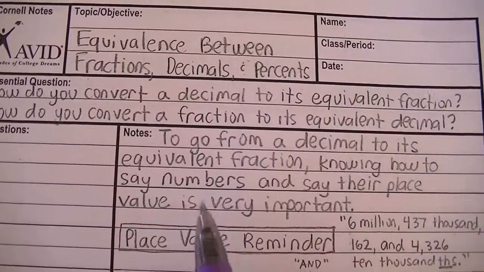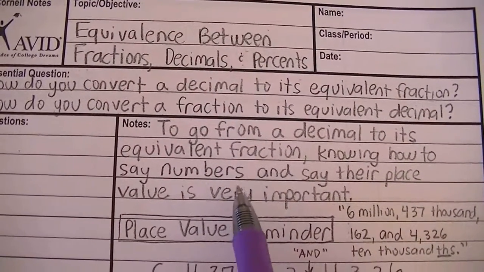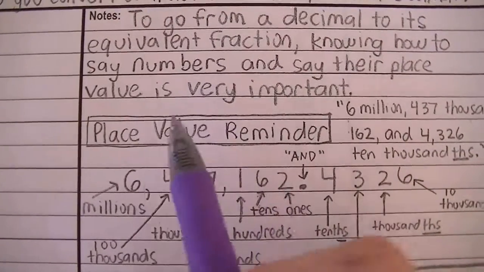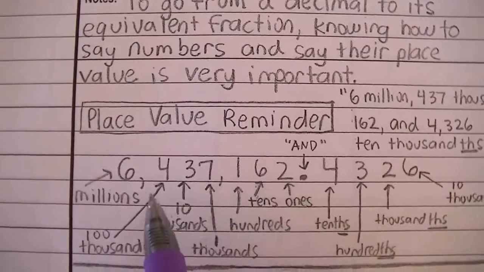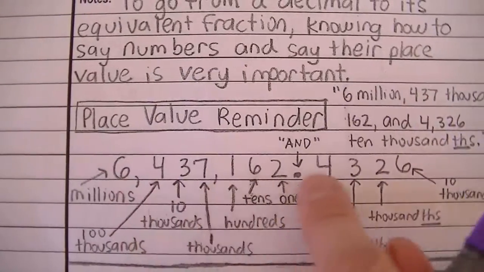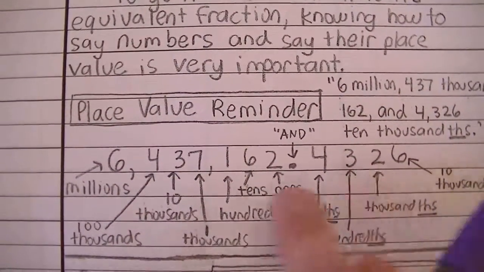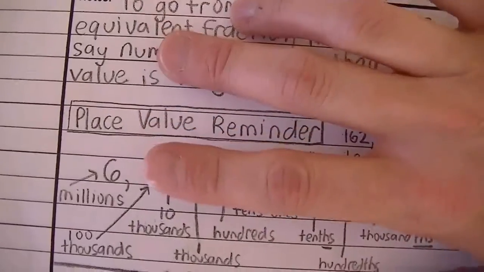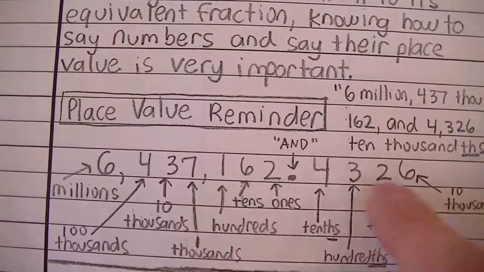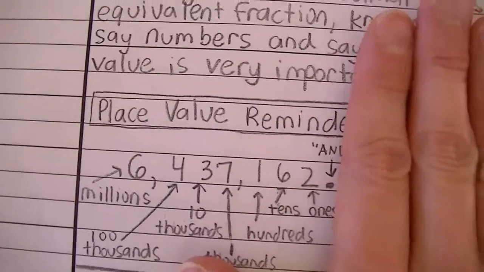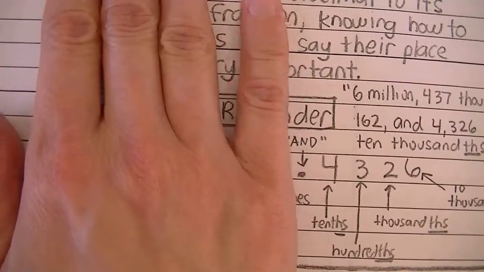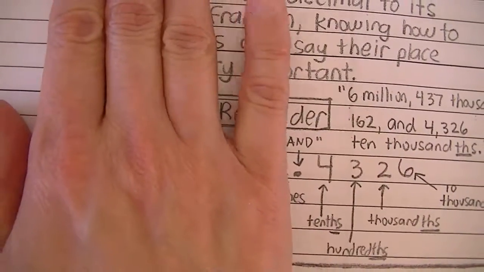So to go from a decimal to its equivalent fraction, knowing how to say numbers and say their place value is very important. So here's a place value reminder. Notice how we have a pretty large number right here. When we say this number out loud, to say it correctly, what I would do is look at its place value first. We got to know the decimal's right there, so everything to the left of the decimal are whole numbers. To the right are those decimal pieces, the fractional pieces.